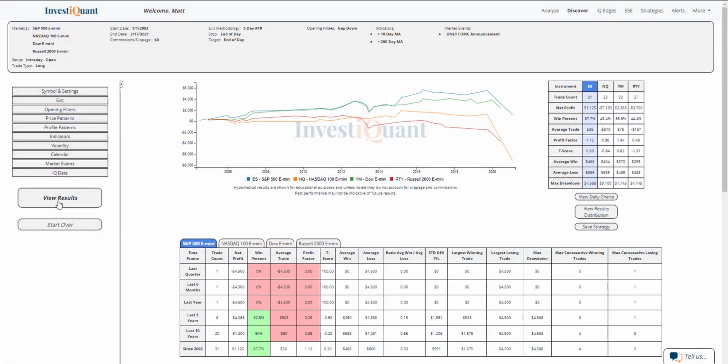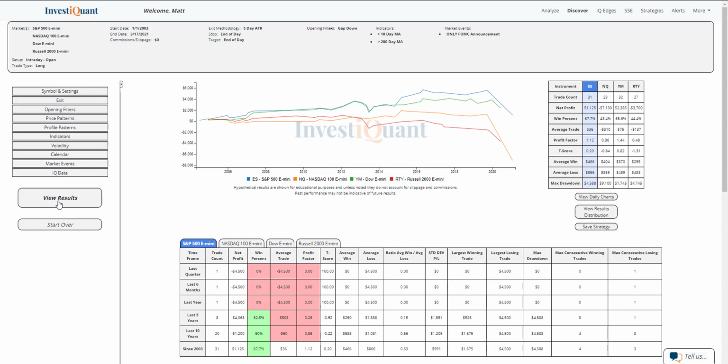And here we go. These are the results of going long at the open of regular trading hours, which is 9:30 a.m. Eastern Time, and exiting at the close, which is 4:15 p.m. Eastern Time, when you gap down on the FOMC announcement day, and it has taken place in a bullish market environment. Historically, the S&P has 31 samples for this session. The NASDAQ, just 23, the Dow, 32, and the Russell, 27.